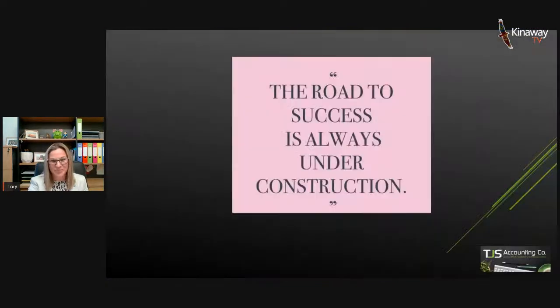Of course, my why. And I always like to start with a quote. The road to success is always under construction, and that is certainly the case in business.